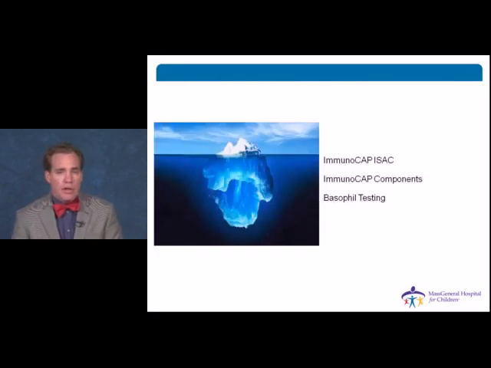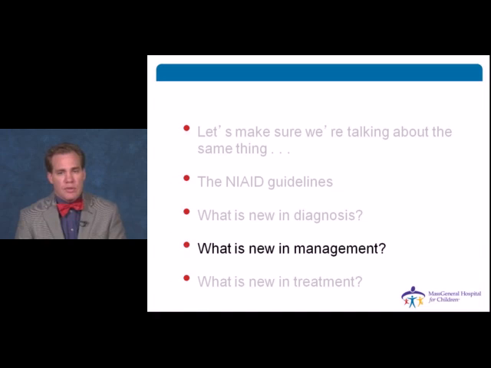There are other things on the horizon, including additional platforms for components, so other foods that will be tested this way, and functional tests that look at the reactivity of a specific type of white blood cell, basophils, to improve diagnosis as well. But those are still at research stages.